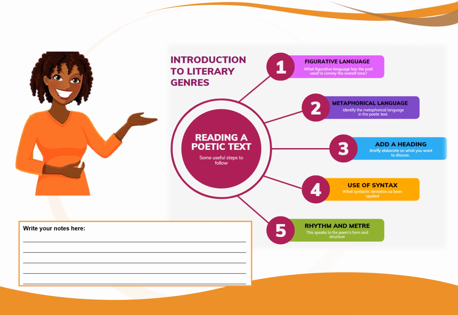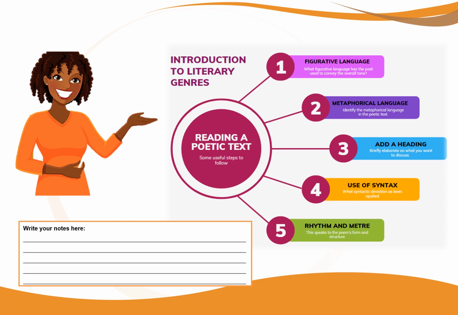This is just a reminder that reading a poetic text is underpinned by these five elements. Please ignore number 3 as that is a slight typo, but nevertheless, just remember that a poetic text is underpinned by figurative language. So what figurative language has the poet used to convey the overall theme? Then we have the metaphorical language, which is basically identifying the metaphorical constructions in a poetic text. Then we look at the use of syntax.